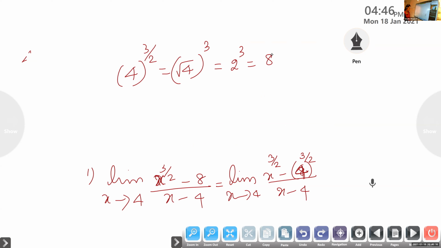So tell me, Aishwarya, what's the next step? Then the previous formula we take, so 3 by 2 into 4 raised to 3 by 2 minus 1. Very good. So that is 3 by 2 into 4 raised to 1 by 2, which is 2. So you'll get the answer as 3. Is it clear, Aditya? Yes, ma'am.